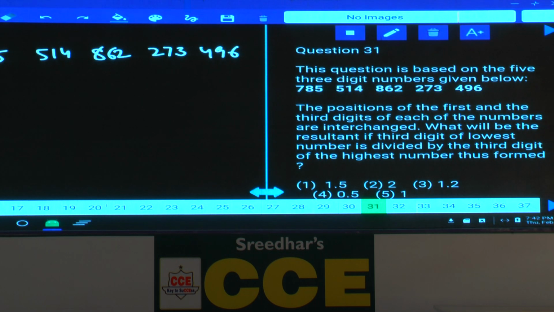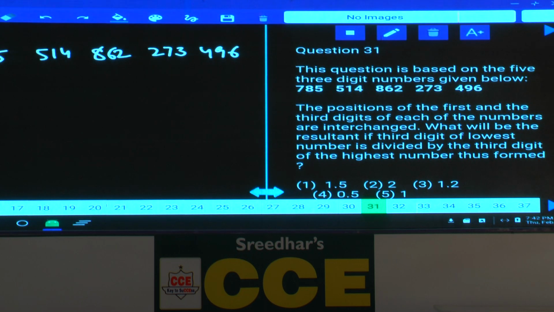Then the positions of the first and the third digits of each of the numbers are interchanged. Then what will be the resultant if the third digit of the lowest number is divided by the third digit of the highest number, isn't it?